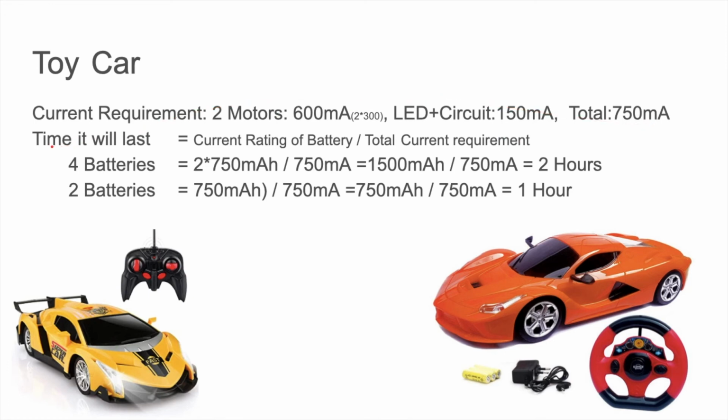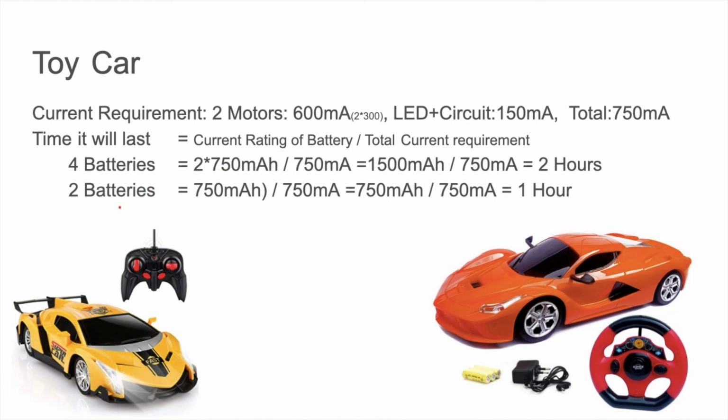Now we need to calculate what time it will be lasting. As we discussed before, the same equation will be considered here: total current rating of the battery divided by total current requirement. Okay, so as a first case, we'll just consider a toy car with two batteries. As I told before also, most of these electronic devices require at least two batteries to function, because most of them are rated for 3 volts. LED, it is rated for 3 volts. Circuit, it may also be rated for 3 volts. What about the motors? I have already told this before, it is also rated for 3 volts. So as a pair only we will be considering.